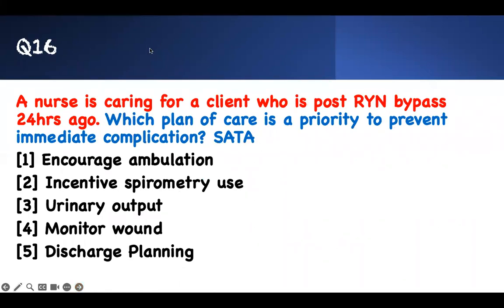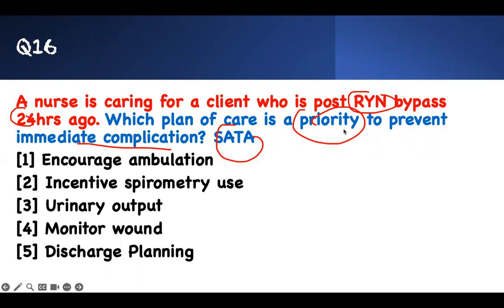Select all that apply. Number 16. A nurse is caring for a client who is post-Roux-en-Y gastric bypass 24 hours ago. Which plan of care is a priority? So which one is a priority to prevent immediate complication? Stop the video, try to answer it, and then I'll answer it and you can compare.